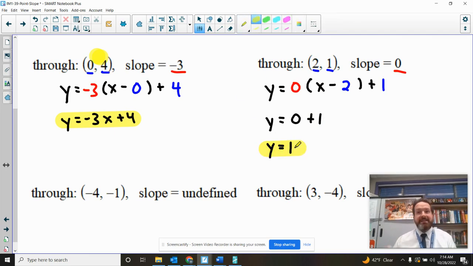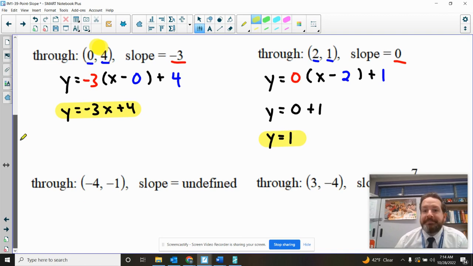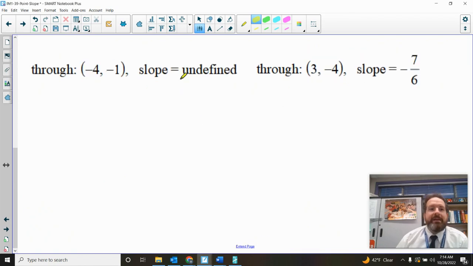That's because a line with a slope of 0 is a straight horizontal line. And a straight horizontal line is going to be an equation y equals a number, just like that. Okay, let's go again. For this next one, let's not do a pause. Let's just look at it together because this one is special.